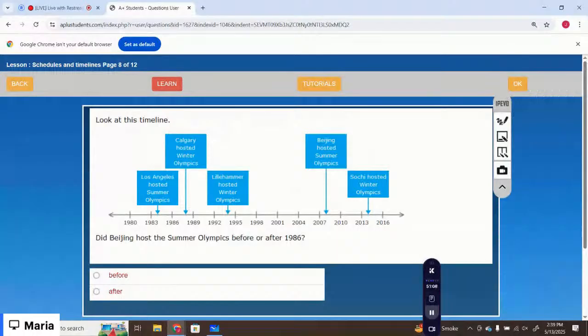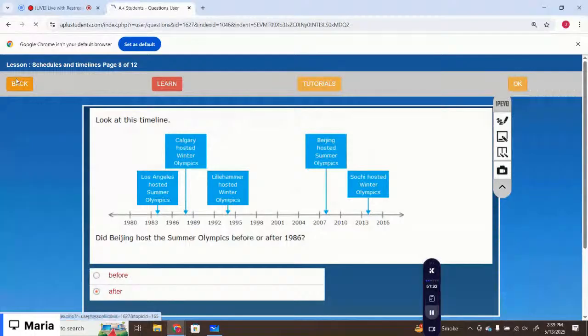Look at the timeline. Did Beijing host the Summer Olympics before or after 1986? Beijing hosted, no, after. The correct option is after. Okay, you can complete the lesson by yourself today.